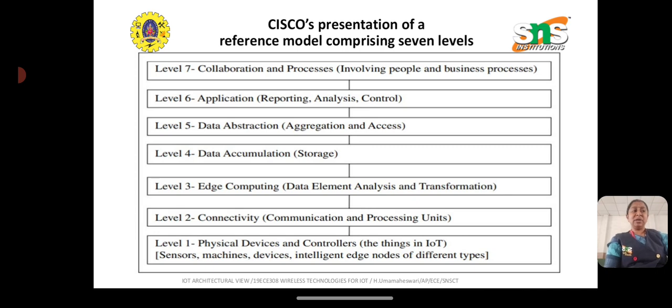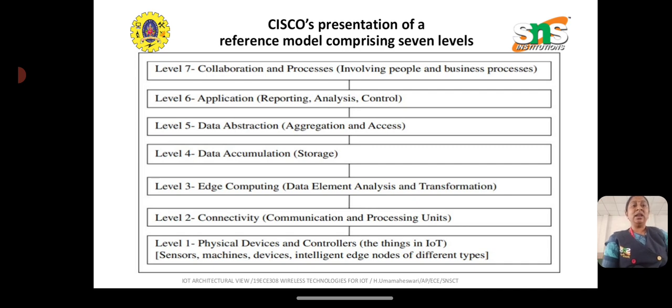Then after the data is collected, it has to be stored. So storage is the next level. Data accumulation is nothing but the storage of the data. Then after storing the data, we have to access and aggregate it to check whether it is in the correct process or not. So the data is accessed in the next level.